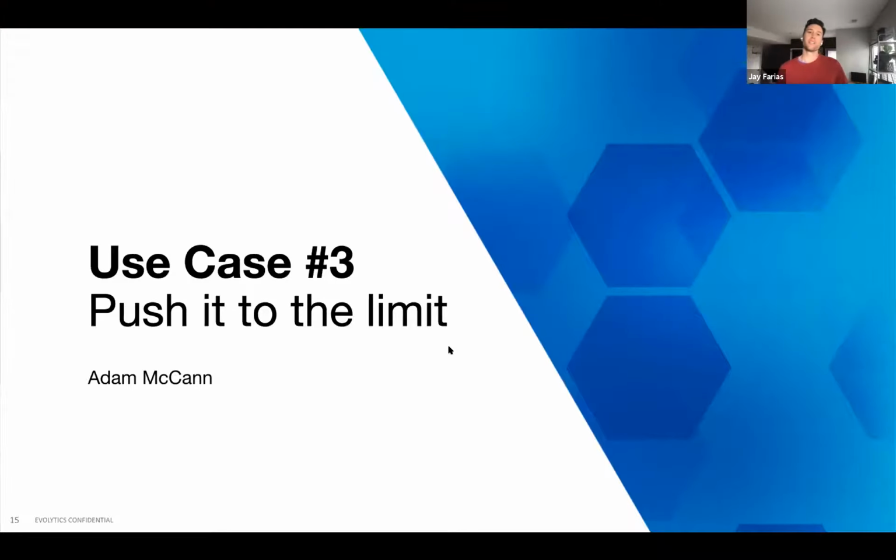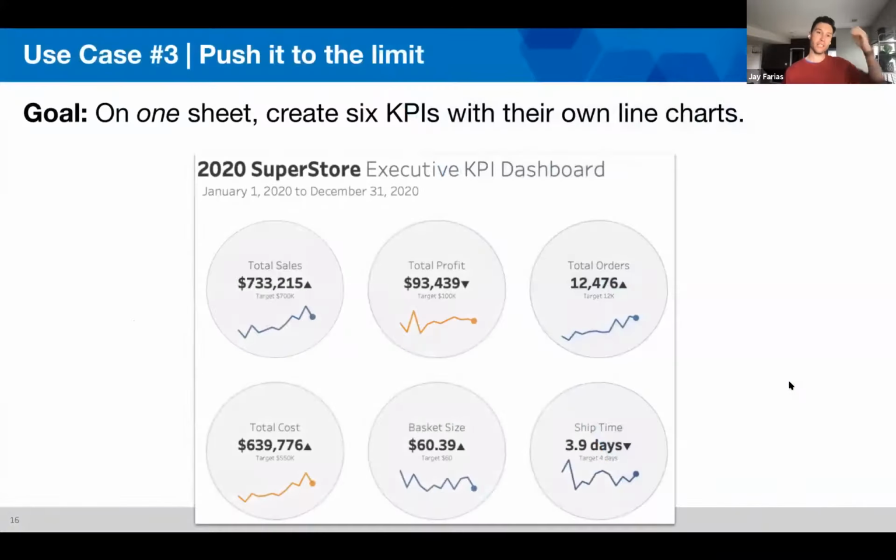All right, so let's go into use case number 3. This is Adam McCann. He's a Tableau Zen master, and he posted some crazy stuff on map layers. The goal here is on one sheet, he created all these 6 KPIs that have their own line charts within them and their own indicators and stuff like that.